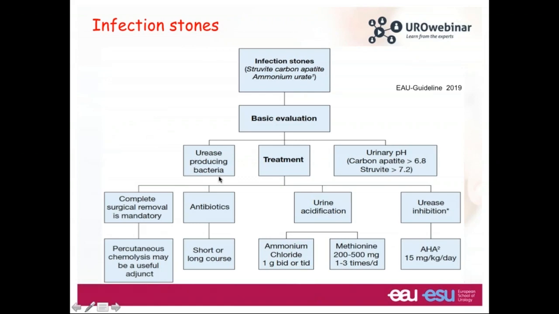evaluation. And if you find urease-producing bacteria, or if the urine pH is high and you suspect a carbonate apatite or a struvite stone, the treatment should be the complete surgical removal. It's very important. Is it possible? Not always, but it's very important. And then if you leave some fragments behind, then you can chemolyze them. Maybe a useful adjunct.